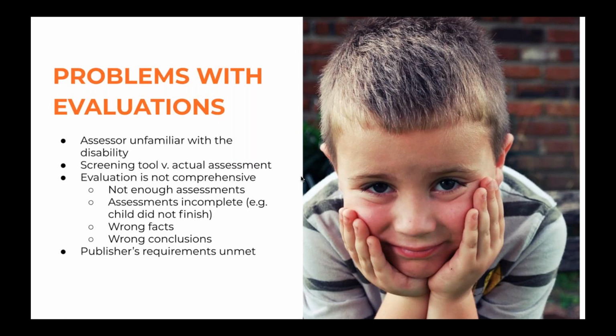Problems with evaluations. Sometimes the assessor is unfamiliar with your child's disability, so you want to make sure they understand that. Things like homonymous hemianopia, loss of half the visual field, really difficult for people to understand because the kid's eyes look fine. It's the brain that can't see. So you want to make sure that the assessors understand the effects of homonymous hemianopia with some of these assessments, like where you have to fill something out or answer a bunch of questions. It's going to affect how the child does that.